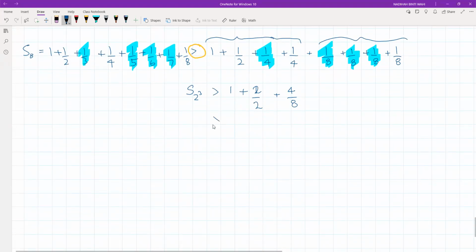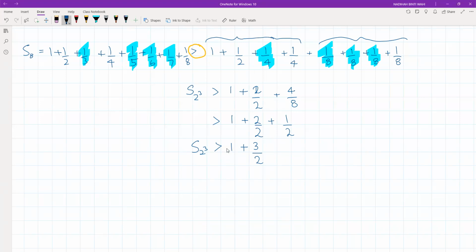I just do it slowly because I want you to see. Okay, so this is 2 over 2 plus 2 over 2. 4 over 8 is 1 over 2. So this is equal to 1 plus 3 over 2. So S of 2 to the power of 3 is bigger than this one.